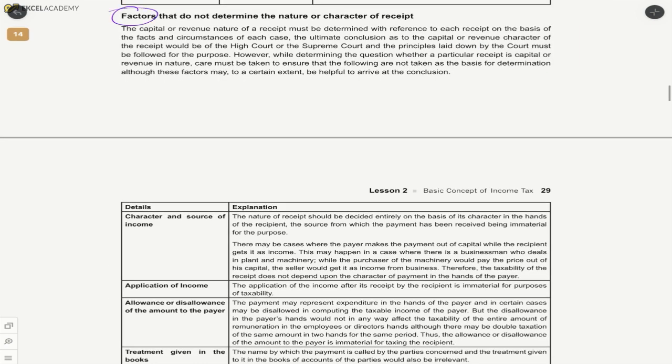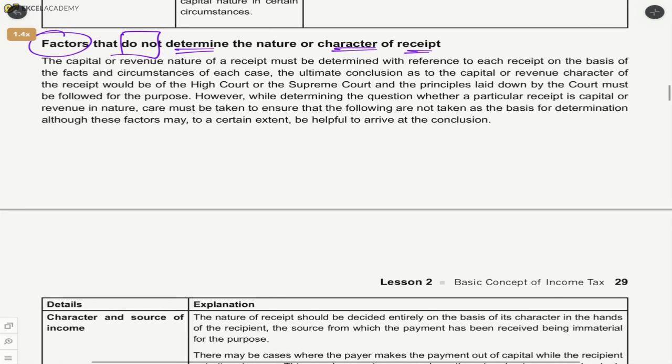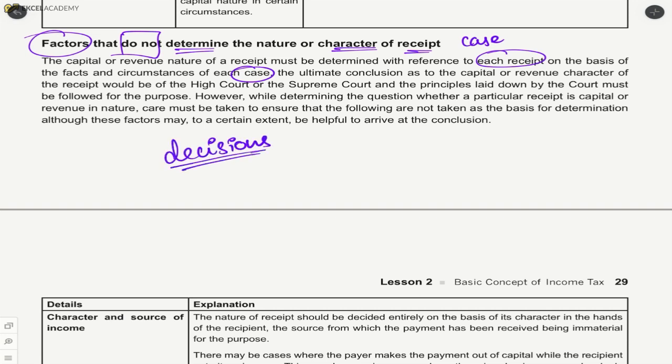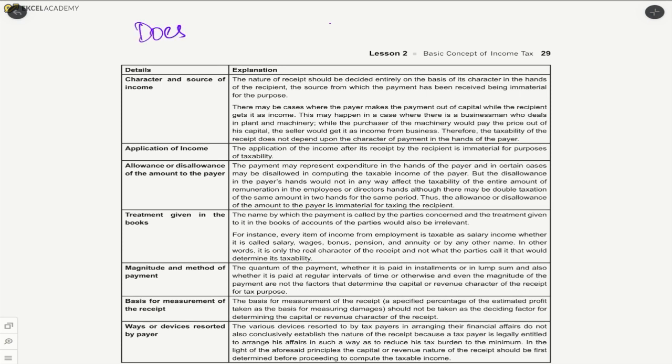Now let us look at the important factors that do not determine the nature or character of the receipt. The revenue nature of a receipt must be determined with reference to each receipt. That means you will have to look at each receipt case by case on the basis of the facts and circumstances of each case. There are various decisions and pronouncements by the High Courts and Supreme Court of India. Based on that, we have certain points here which we have to keep in mind to decide whether a particular receipt is a capital or a revenue receipt. Now let us look at the things which do not determine the character of a receipt as to whether it is a revenue receipt or a capital receipt.